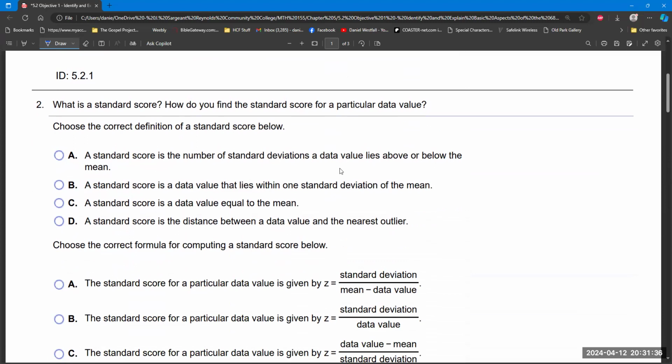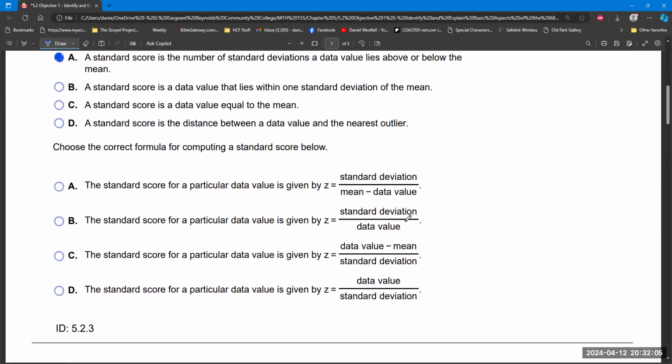So what is a standard score and how do you find the standard score for a particular data value? The standard score that we're going to talk about here is going to be a z-score. There's another standard score we'll talk about later, but the z-score is going to be the number of standard deviations that a data value lies above or below the mean. So that's A.